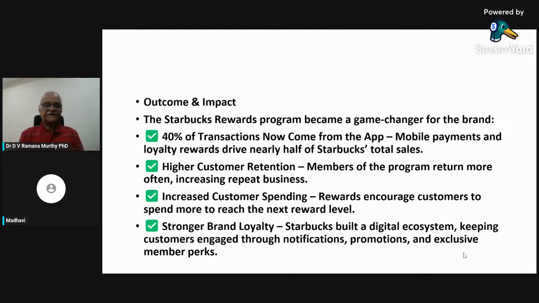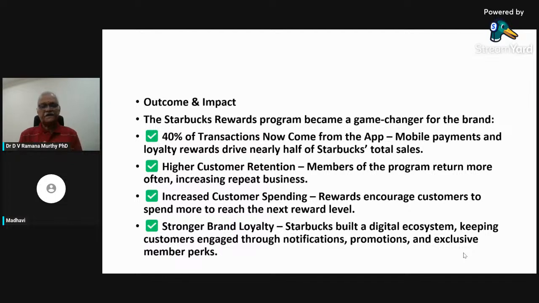The outcome and impact: I would like to spend some time on the outcome and impact created by the Starbucks Rewards program. Here also there are interesting statistics. 40% of transactions now come from mobile apps. Mobile payments and loyalty rewards drive nearly half of Starbucks' total sales because of social media involvement. Then higher customer retention. Members of the program return more often, increasing repeat business. They come to the Starbucks coffee shop very often.